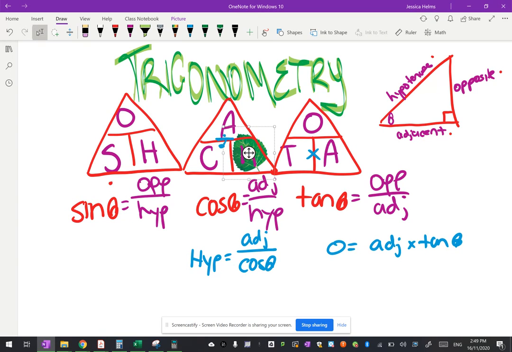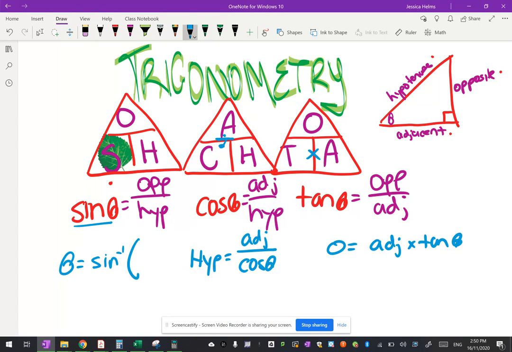You can also do this to figure out the angles. If you have two sides and you're trying to figure out an angle, say I have both the opposite and the hypotenuse, then sine theta is equal to opposite divided by hypotenuse. Then I go one step further to get the angle out: the angle is equal to sine minus 1 of opposite divided by hypotenuse.